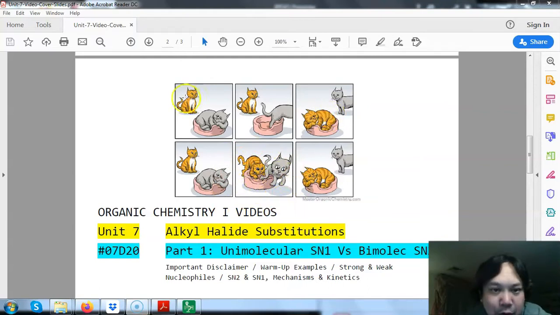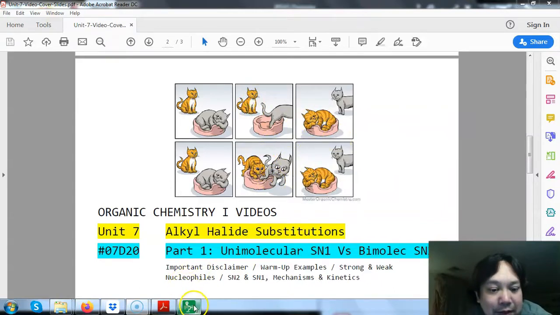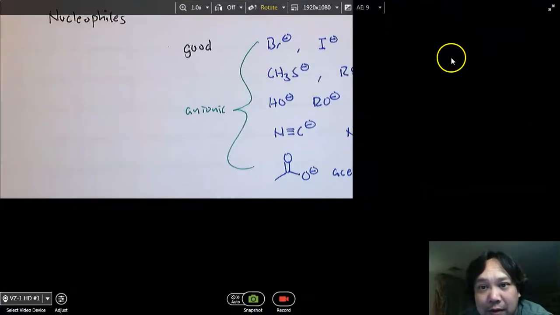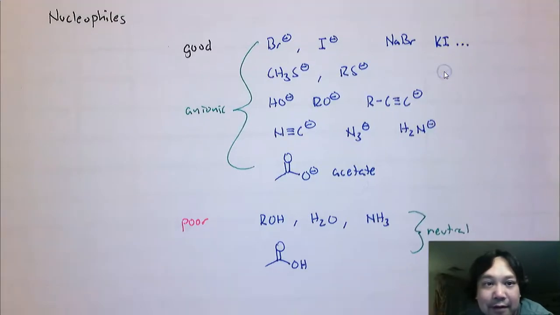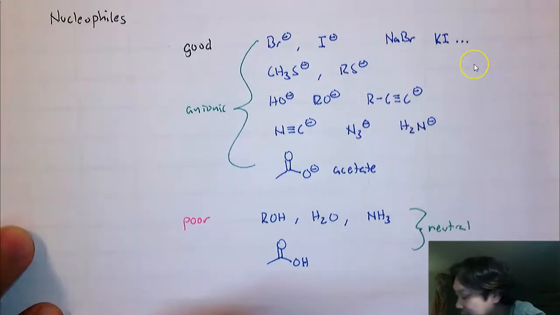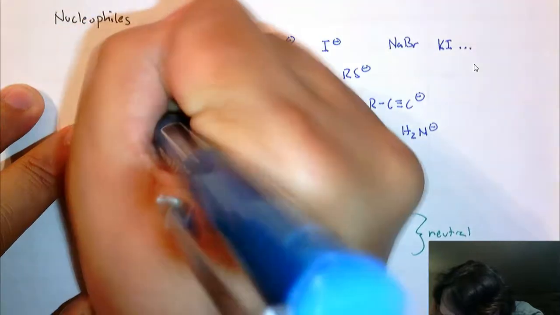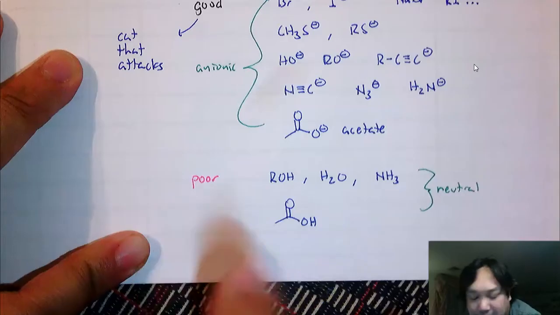If the orange tabby is a poor nucleophile, then it's just going to wait, and it's just going to sit around until the leaving group leaves on its own. Okay, so think about that when you identify the type of nucleophile you have. This one will attack, this one will wait. Okay, so this is the cat that will attack. And this is the cat that will just sit around and wait.